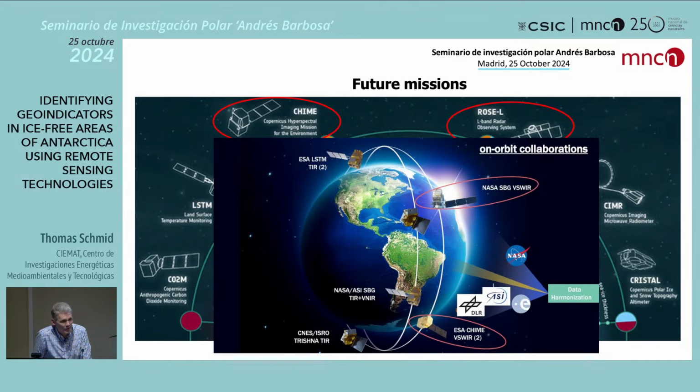I started with remote sensing 30 years ago, and that was not available. You had to go and buy your Landsat images. Nowadays, it's available free. And these images will also be available for free. So it opens up a lot of possibilities.